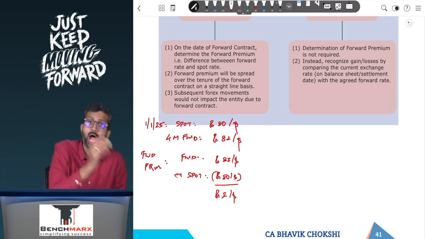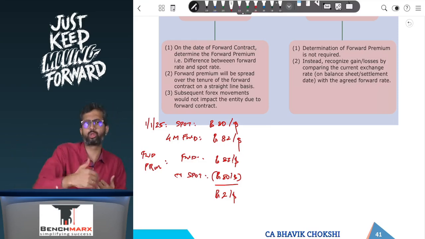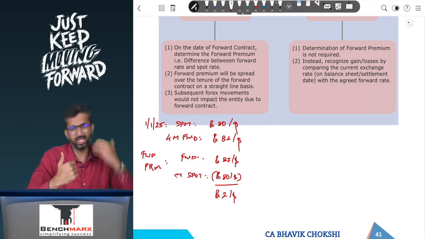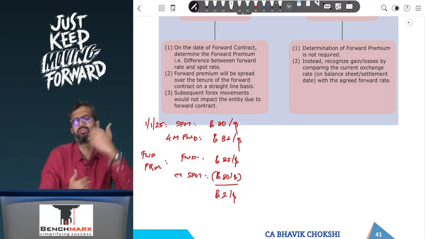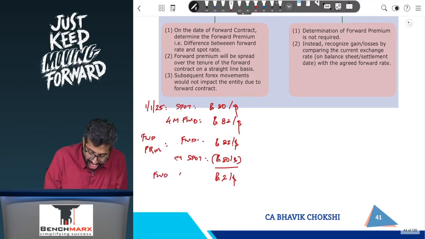In a similar way, I am showing the creditor today as 80. However, eventually I have to pay 82. So slowly, not suddenly, I am going from 80 to let's say 81 to let's say 82. So you will amortize it. So this is a forward premium, and AS11 says that this forward premium will be recorded over the contract tenure, which is over 4 months.